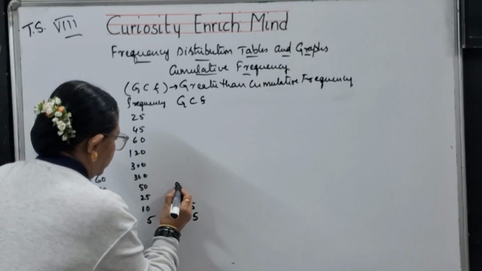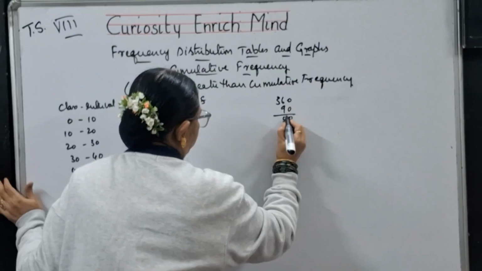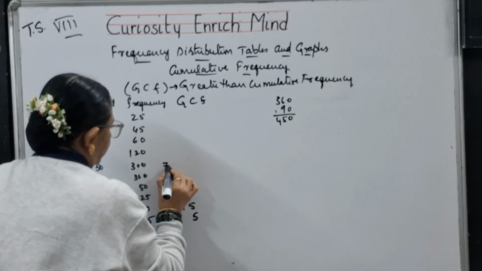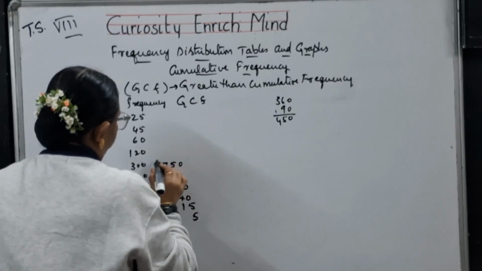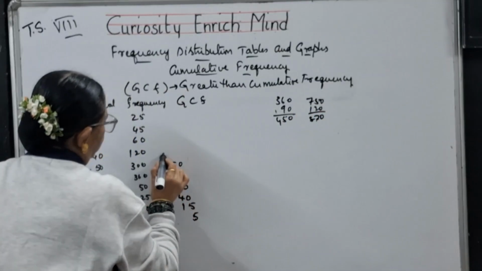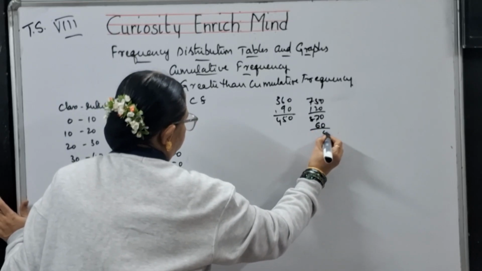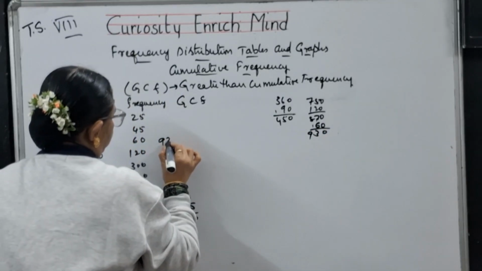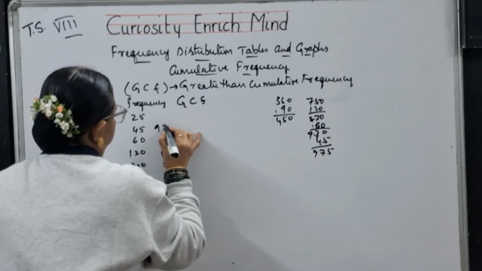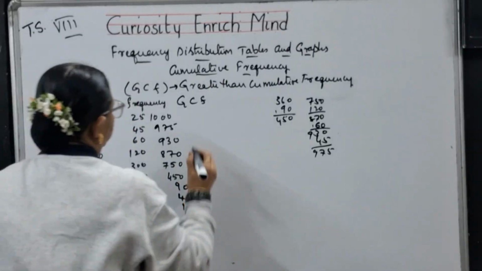40 plus 50, 90. 90 plus 360, 450. 450 plus 300, 750. 750 plus 120, 870. 870 plus 60, 930. 930 plus 45, 975. 975 plus 25, 1000. So this has come in a crooked way, the same numbers.